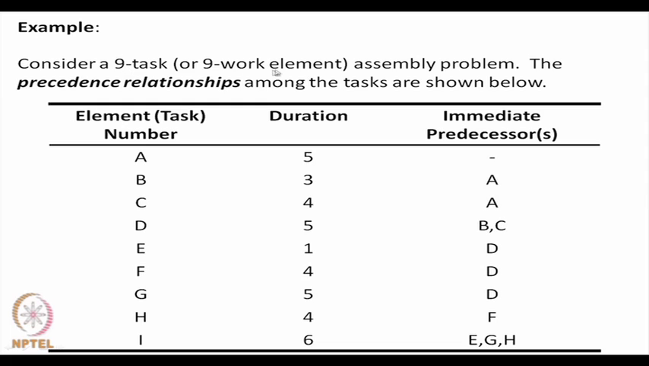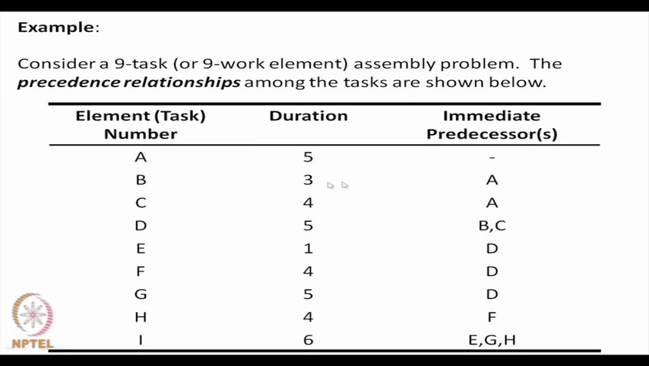Consider a 9 task assembly problem. A task is also known as a work element. These tasks are A, B, C, D, E, F, G, H, I, and the durations in minutes are given here, and the immediate predecessor is given here, meaning that to carry out B, A must be completed.